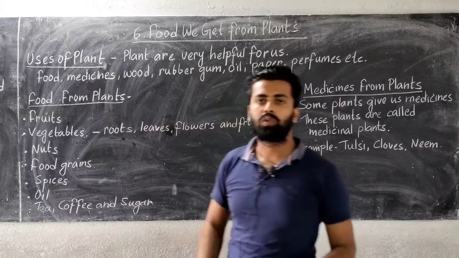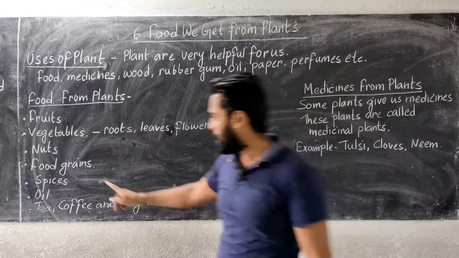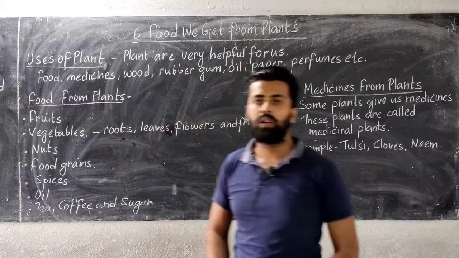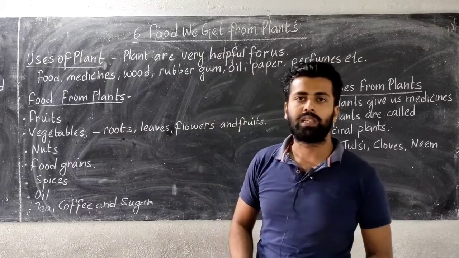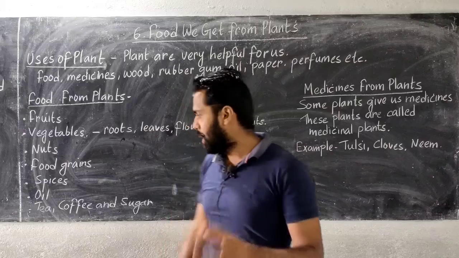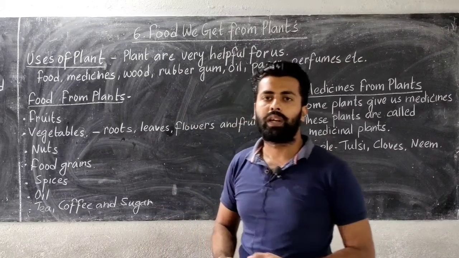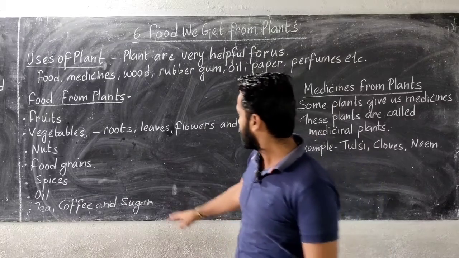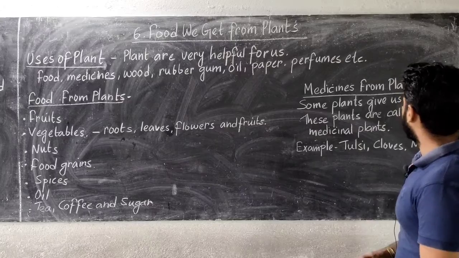Next students, we are also getting the oil that is used for cooking food and all. So we are getting that oil also from the plants. Okay, next you see tea, coffee and sugar. Usually we have tea and coffee, so that tea and coffee and sugar also we are getting from the plants students. So next we come to the topic, that is medicines from plants.